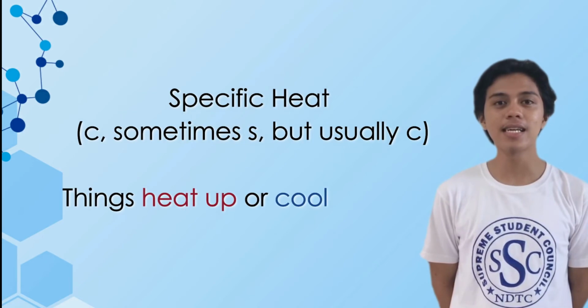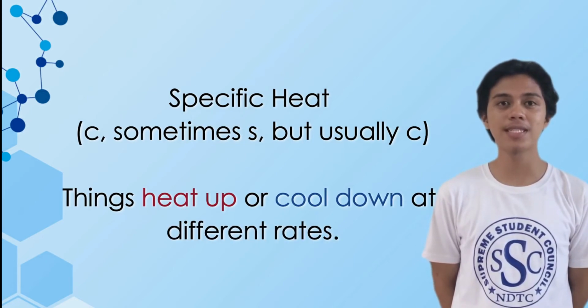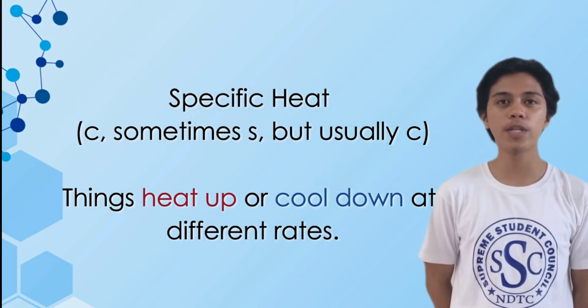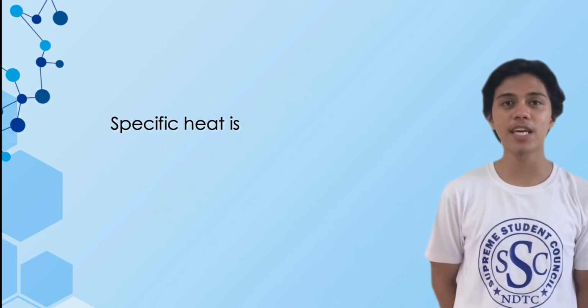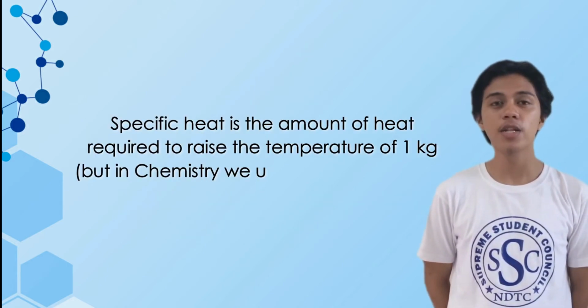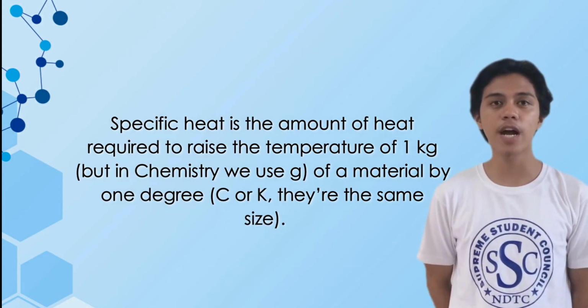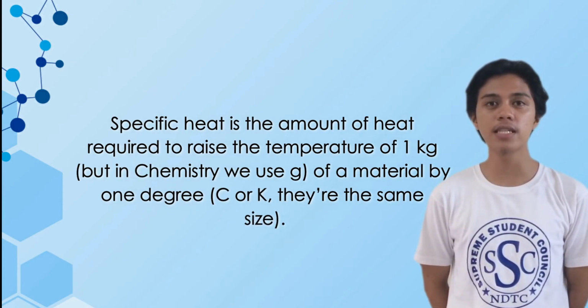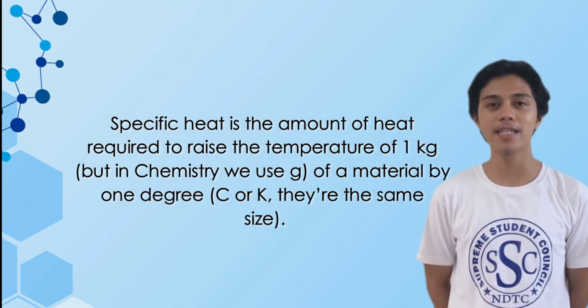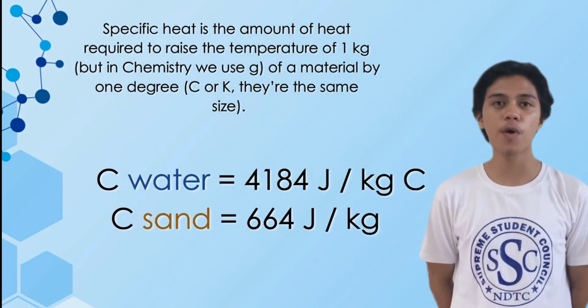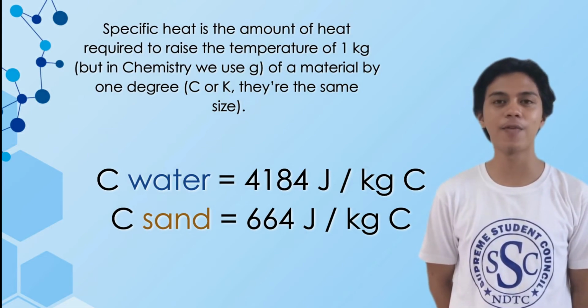Specific heat, C, sometimes S, but usually C. Things heat up or cool down at different rates. Specific heat is the amount of heat required to raise the temperature of 1 kilogram, but in chemistry, we use grams of material, by 1 degree C or K. They are the same size. C of water is equal to 4,184 and C of sand is equal to 664.